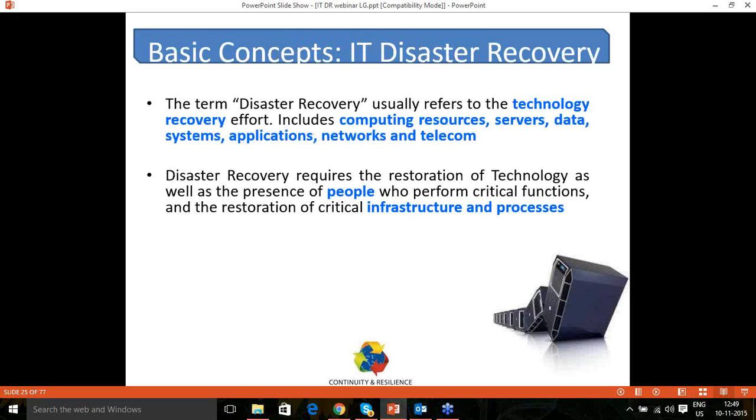So what is IT disaster recovery? The term usually refers to the technology recovery effort, including computer resources, servers, data systems, telecom. So to understand the definition, it is nothing but to take care of your IT infrastructure so that it is available, at least the critical parts of it are available, at the time of disaster, right?